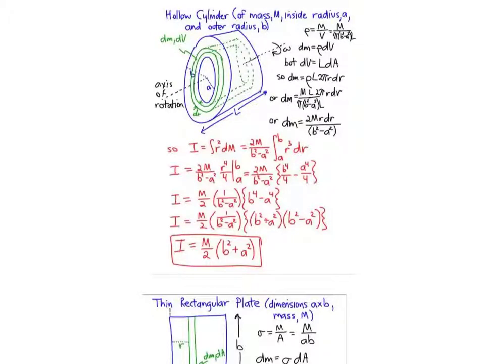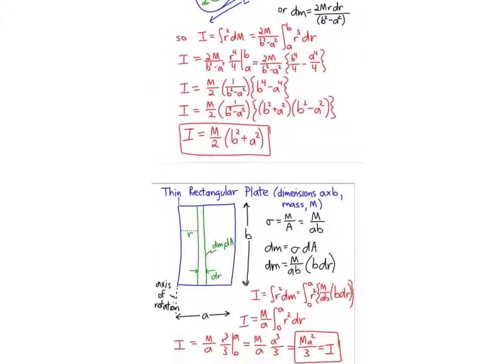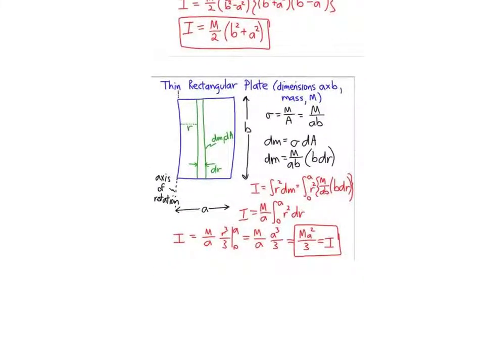I have put two more examples for finding the moment of inertia of an extended mass. One, the top one on this third slide, is a hollow cylinder of mass m with inside radius a and outside radius b. I'm not going to go through the details of this derivation, but you can see we start with the same I equals the integral of r squared dm, and we have to develop an expression for dm. The last example on this slide is the thin rectangular plate. Again, to calculate the moment of inertia, we find the integral of r squared dm and find an expression for dm to get the answer.